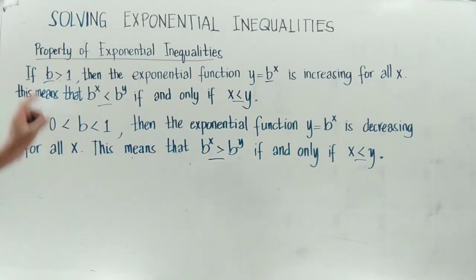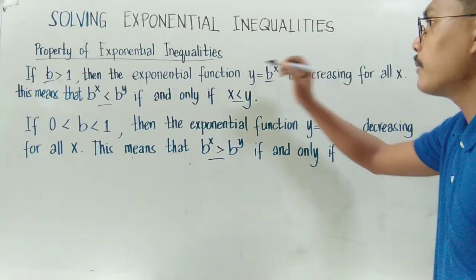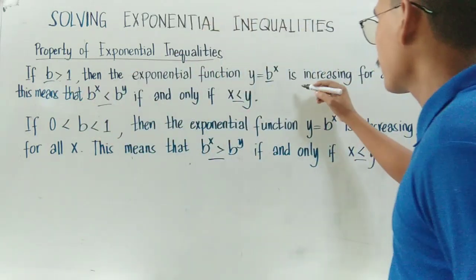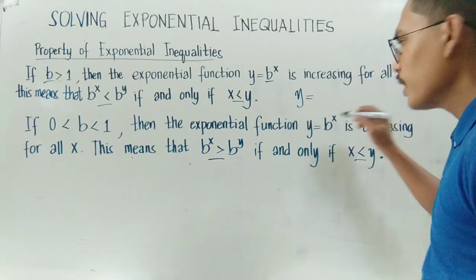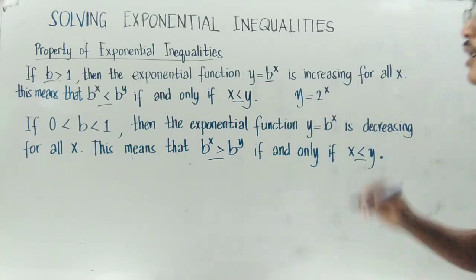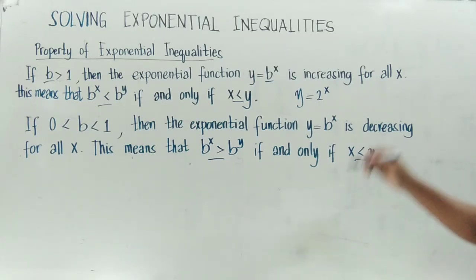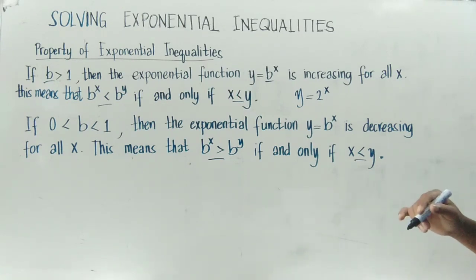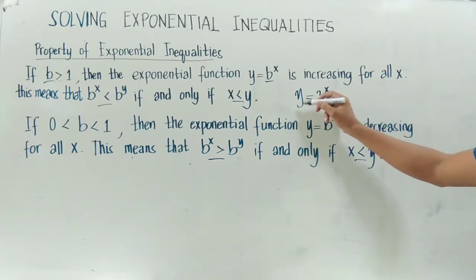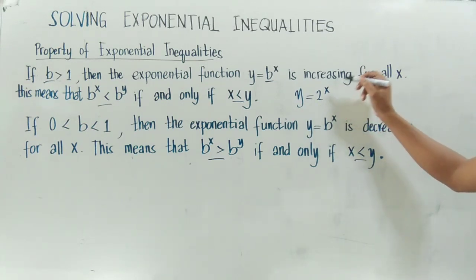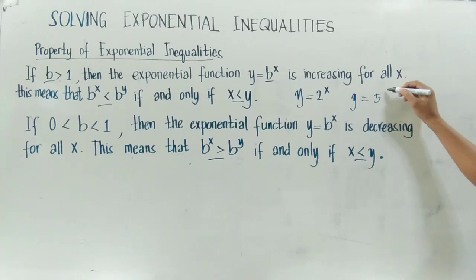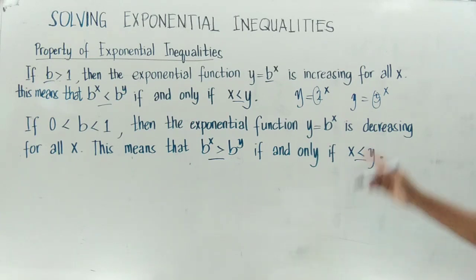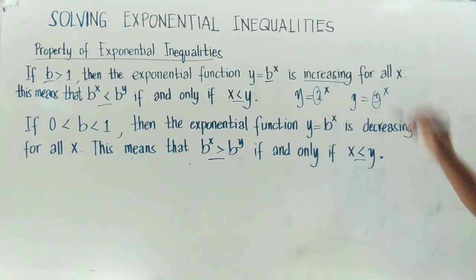I will give you an example of y equals b raised to x, where b is greater than 1. It can be y equals 2 raised to x, because our exponential function defines it as y equals b raised to x, where b is greater than 1 and should not be equal to 1. So we have y equals 2 raised to x, or it can be 5 raised to x, as long as your base is greater than 1. It means that the trend is increasing.